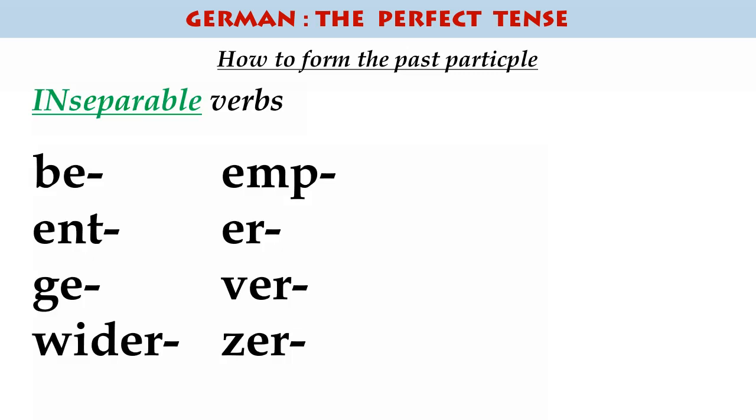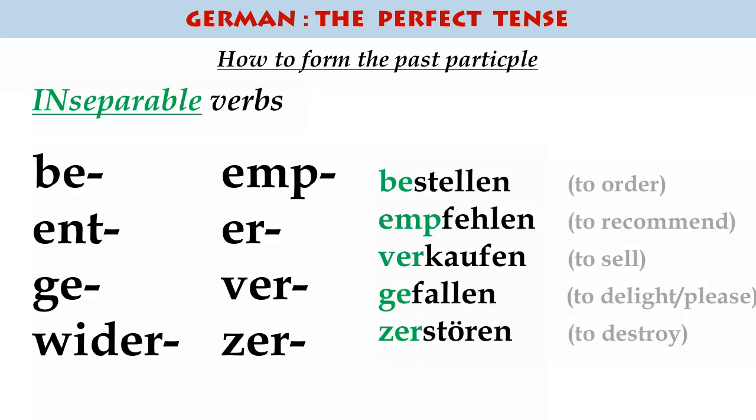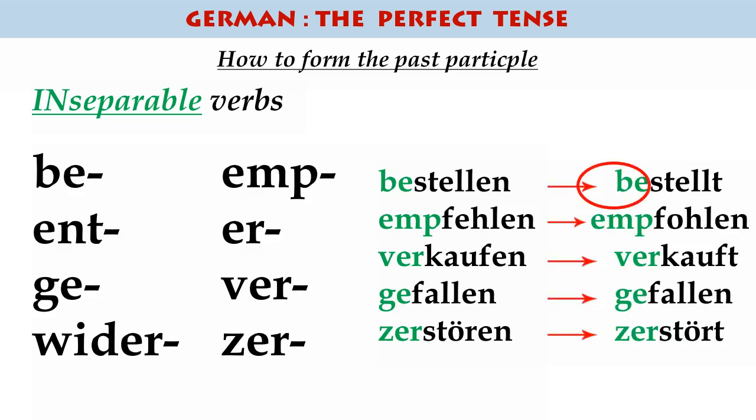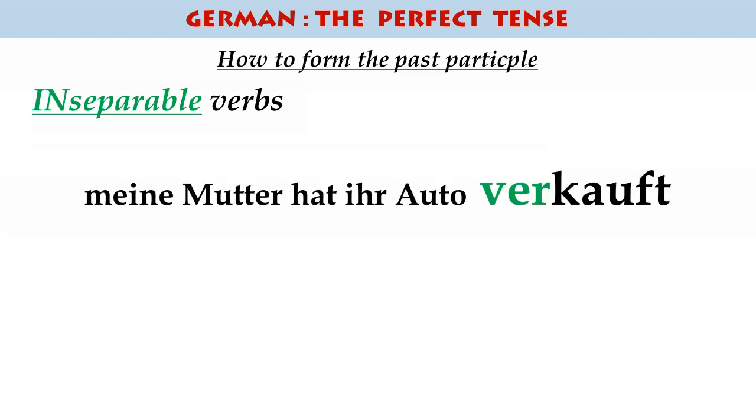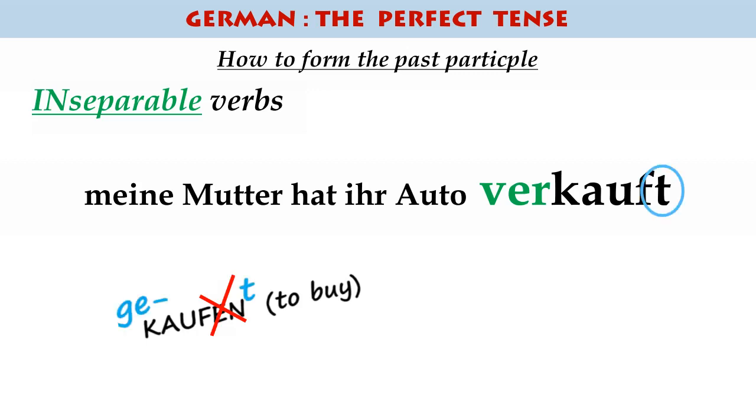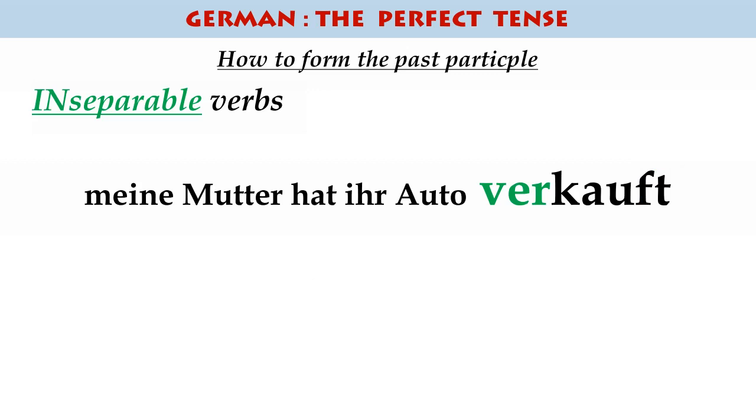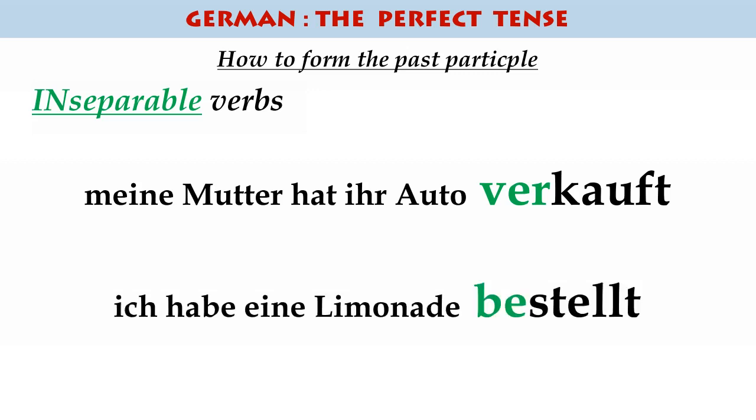There are also a number of prefixes which do not separate from the verb. Here they are. These are your main ones in German. If you see one of these on the front of something, then you simply don't separate them at all, and you don't add a GE at all. So, my mother has sold her car. Meine Mutter hat ihr Auto verkauft. Kaufen is weak, so it would normally go to gekauft, for to buy, but this is verkaufen, to sell. So verkauft. I have ordered a lemonade. Ich habe eine Limonade bestellt.